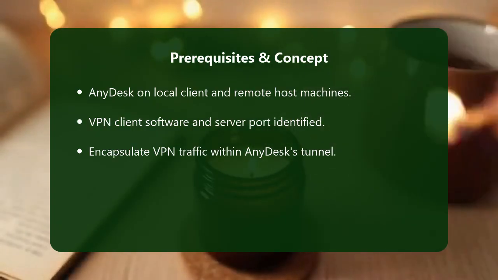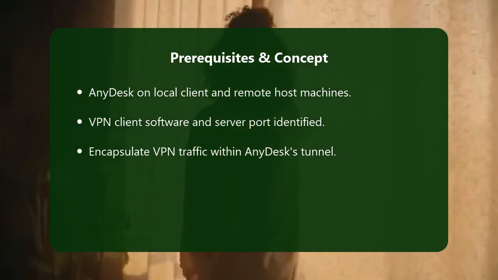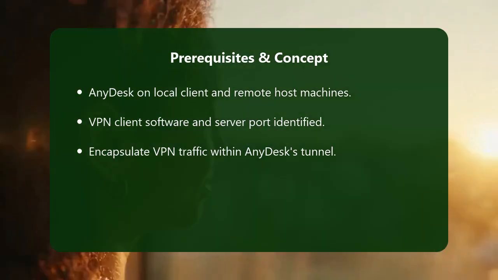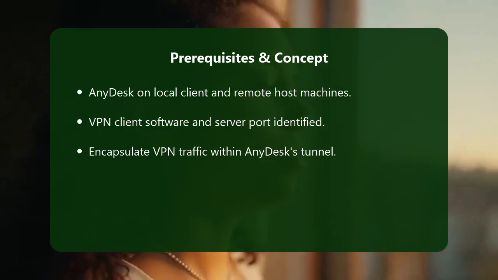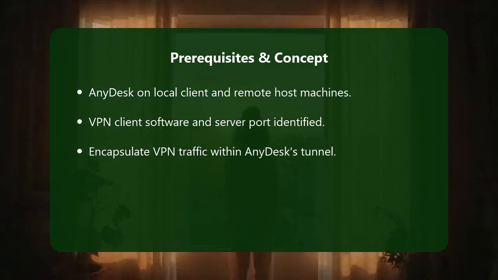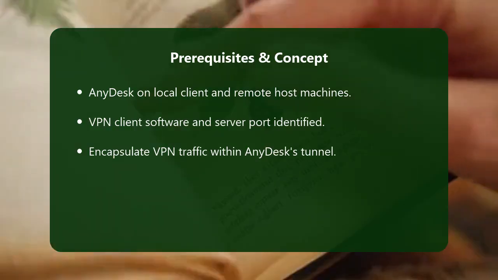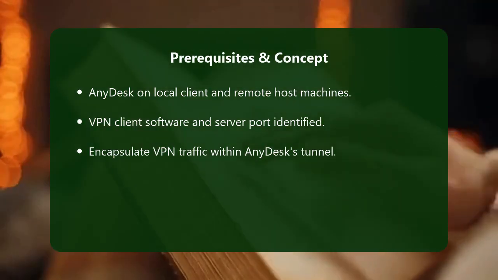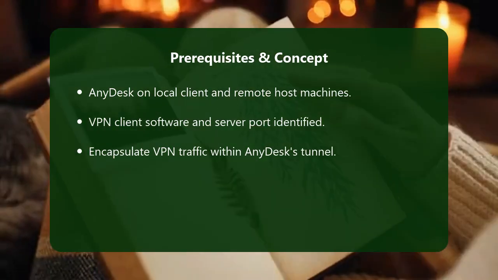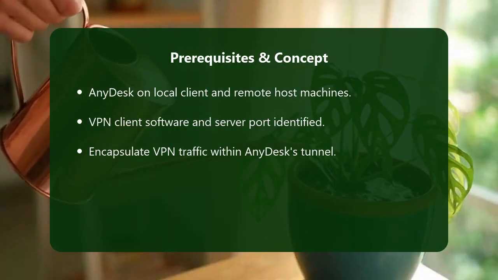First, identify the TCP port your VPN server listens on. For instance, OpenVPN operating in TCP mode typically uses port 1194, or sometimes 443 if configured to bypass firewalls. Once you have this port, establish an AnyDesk connection from your local client machine to the remote host. With the AnyDesk session active, navigate to the Actions menu on your local AnyDesk client interface. Then select TCP-Tunnel.